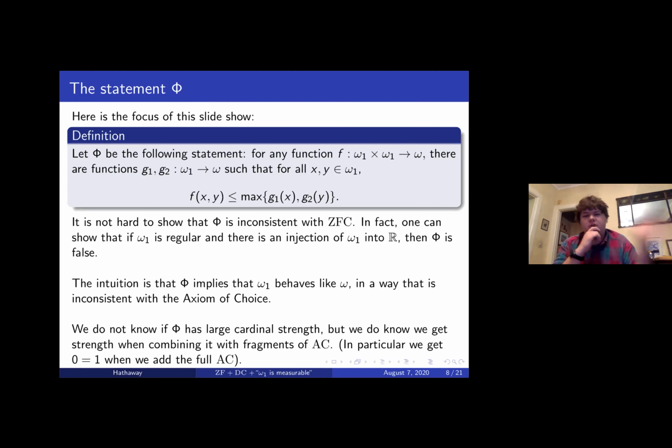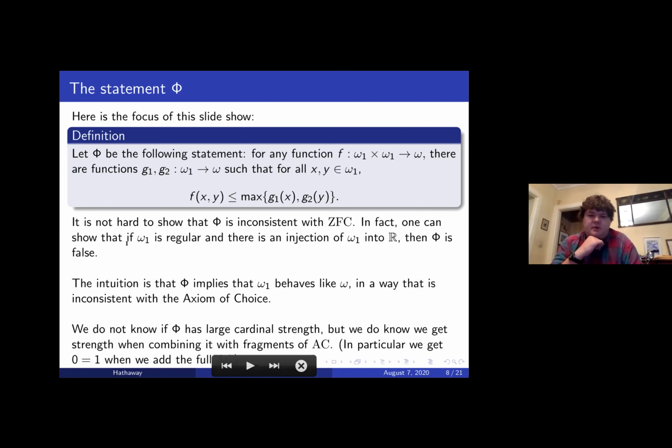All right, so the claim I'm going to make in the rest of this presentation is that if you combine phi with fragments of the axiom of choice, you're going to get stronger and stronger theories. So first, you can show that phi is inconsistent with the axiom of choice. So the result here is if omega 1 is regular and there is an injection of omega 1 into R, then phi is false.